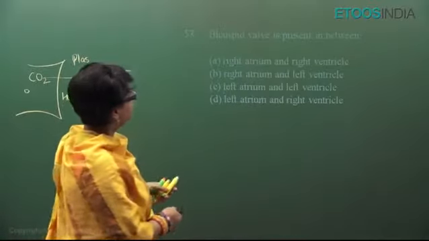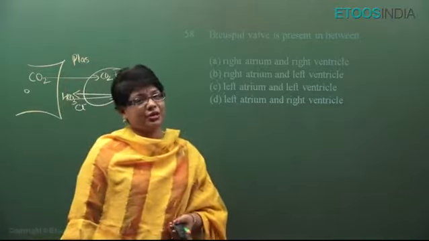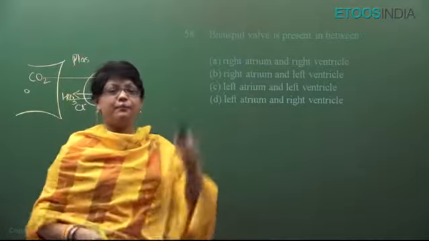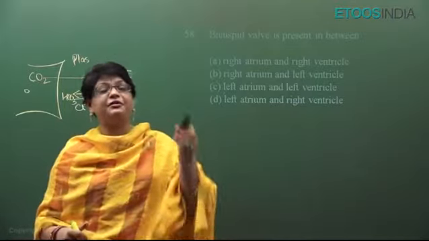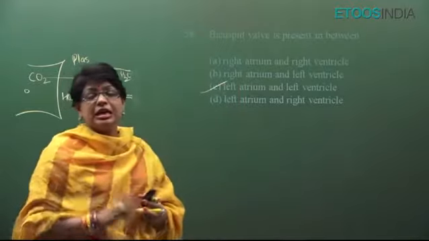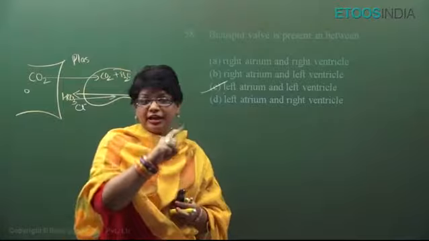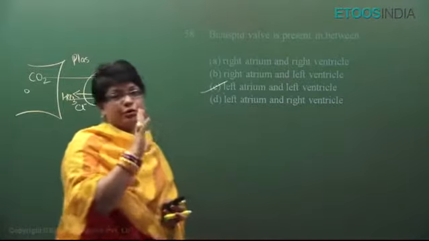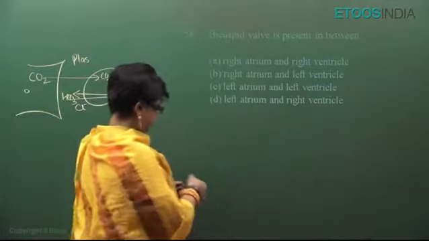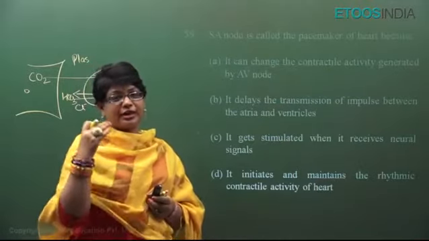Answer is B. Now, bicuspid valve is present in between. It's a direct question. Tricuspid between right atrium and right ventricle. Bicuspid or mitral valve between left atrium and left ventricle. Semilunar valves are present between right ventricle and pulmonary artery and left ventricle and aorta. These valves are very, very important. Answer is option C.